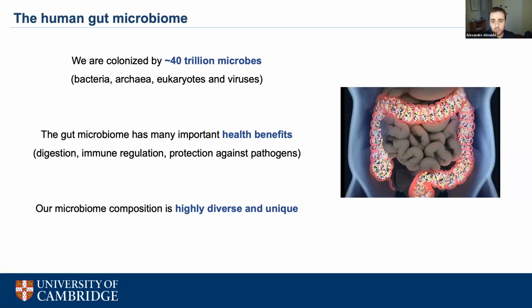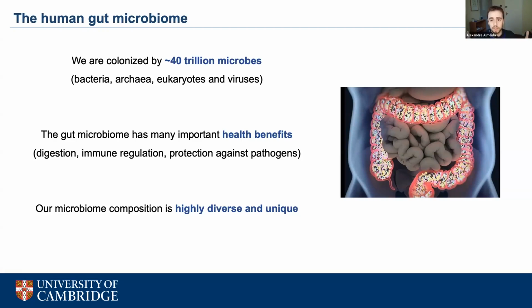And what has been shown so far is that the gut microbiome has many important health benefits. It can help us with digestion, specifically in the digestion of certain fibers that we ourselves are not able to metabolize. It can help us with immune regulation and also protection against external pathogens. So the microbiome itself can act as a barrier that prevents important opportunistic pathogens from invading and causing disease.